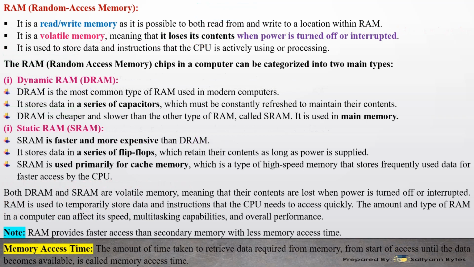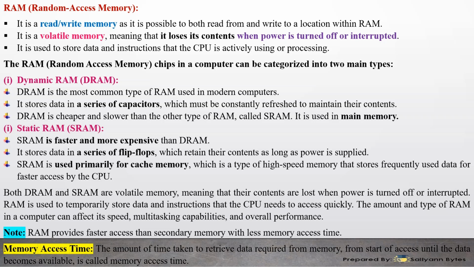What is RAM? RAM is random access memory. It is a read or write memory as it is possible to both read from and write to a location within RAM. It is a volatile memory, meaning that it loses its contents when power is turned off or interrupted. It is used to store data and instructions that the CPU is actively using or processing.